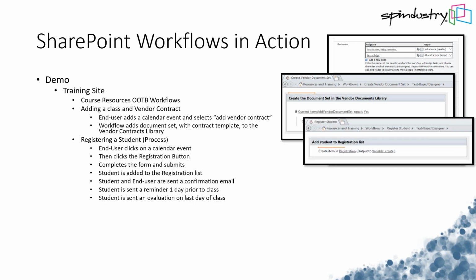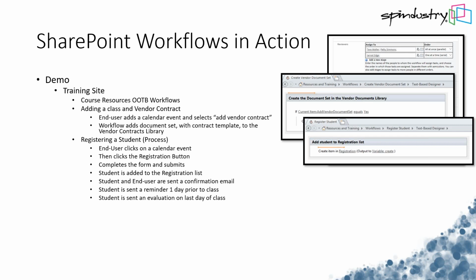Then I'm going to take you through the registration process, which is a little bit bigger. So it uses several pieces, several lists that are inside of here. The sequence for that is an end user would come into the site, they'd see some events they wanted to go to, or a class they wanted to go to, they'd click on it, and then there'll be a registration button in there. I'll talk about that in just a second. They'll click on that registration button, and it'll pop up a form for them.